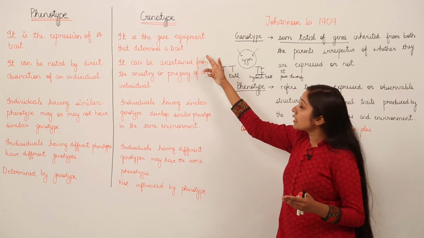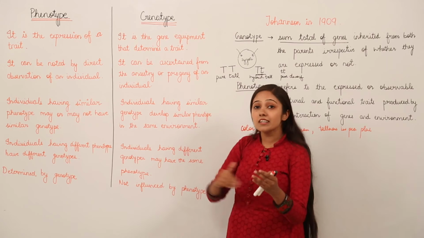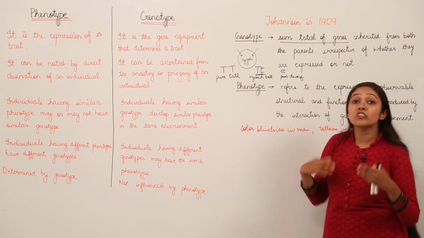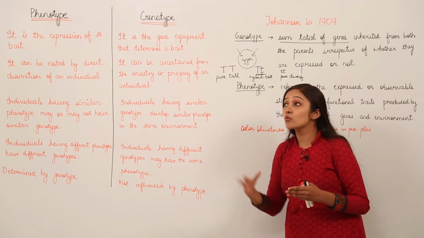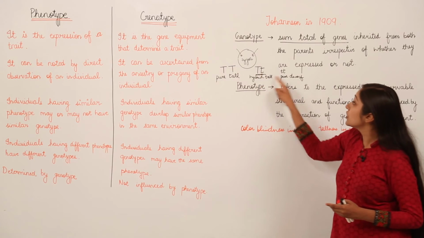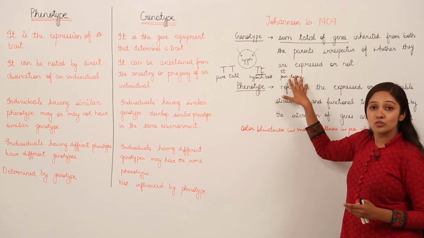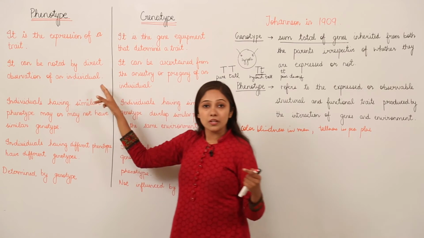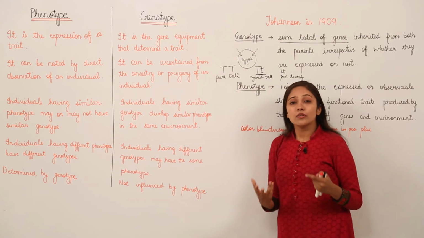But when you talk about genotype, it is a gene combination that determines a trait. These gene combinations are going to determine the characteristic trait that is going to be the phenotype of that organism. This is an example of genotype. Next, it can be noted by direct observation of an individual. When you look through your eyes, you can see a tall pea plant.